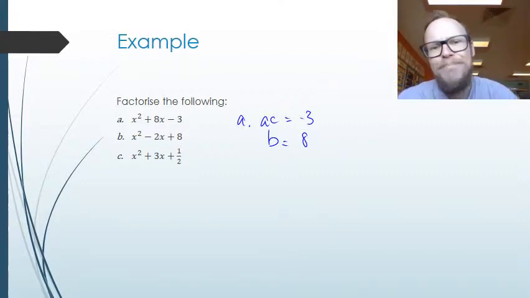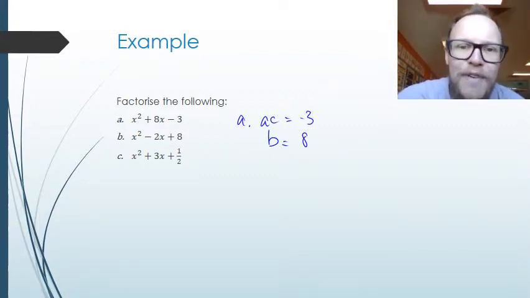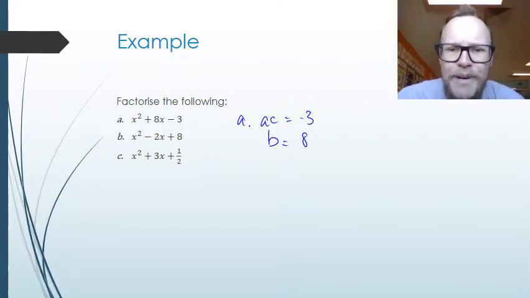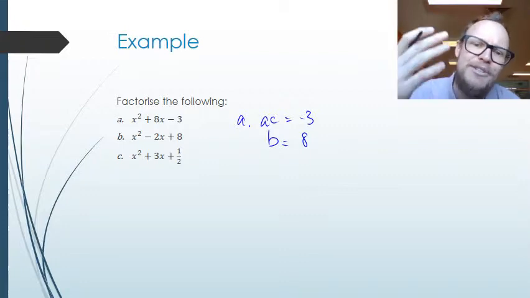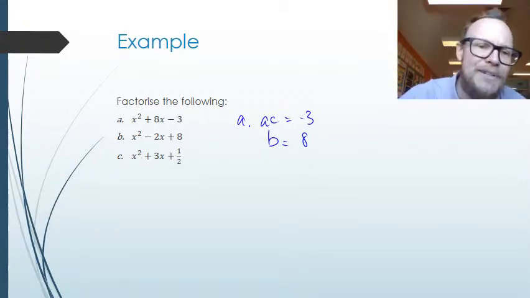I go, yeah, I can't think of two factors, two things that multiply to give negative 3, because I've got negative 1 and 3, and 3 and negative 1. They don't add to 8. That's going to be impossible. So what can I do? Well, I can complete the square.